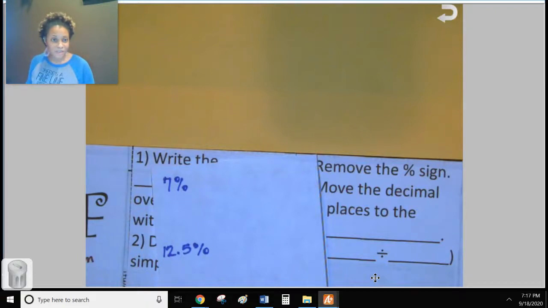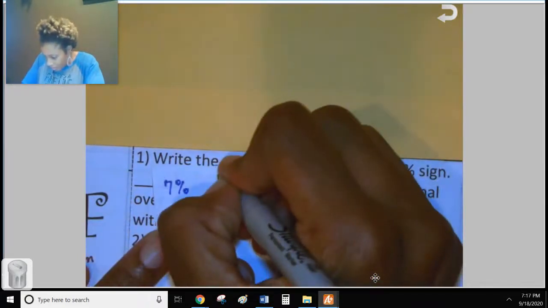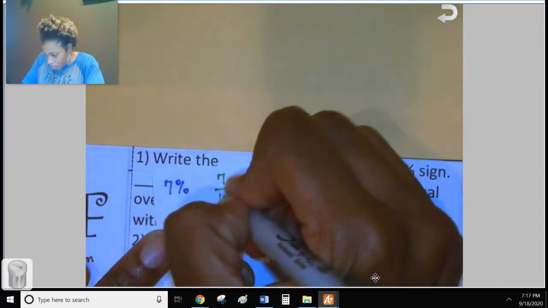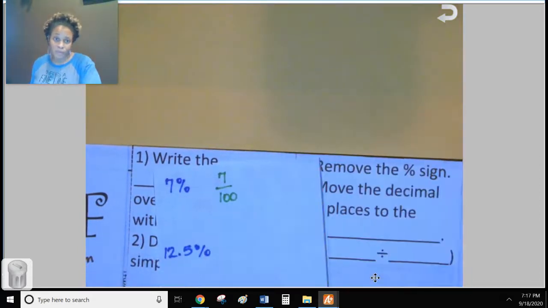Okay, so 7%. 7% would be 7 out of 100. And hopefully you remember that 7 is prime, so it only has two factors, one and itself. So it's simplified. That's it. 7 out of 100. That was easy, right?